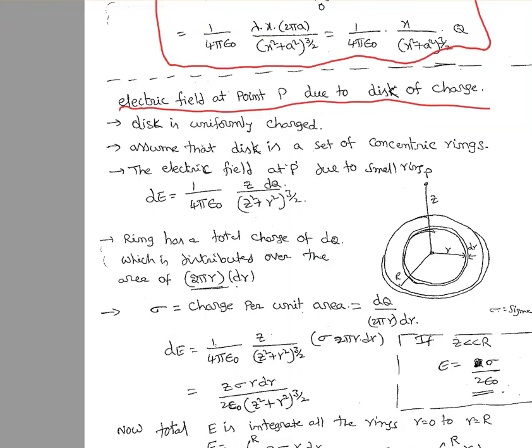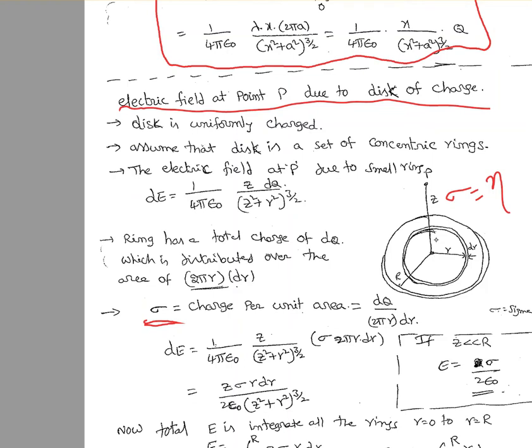Here I'm going to introduce a new term, sigma. Sigma is charge per unit area. I'm using sigma, but at the same time your textbook is using eta. Sorry if I said unit length earlier; it is charge per unit area. dQ over 2 pi r times dr.